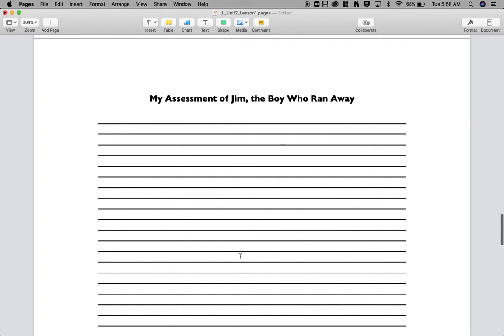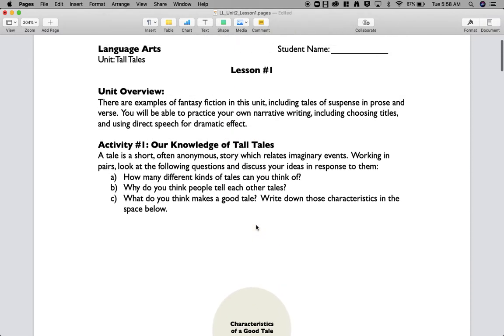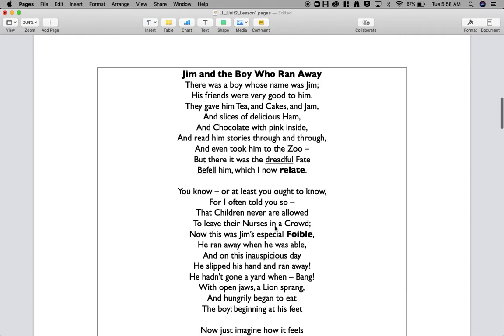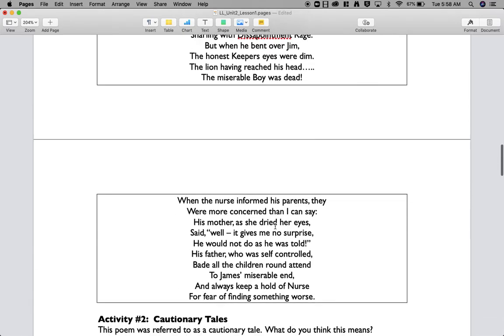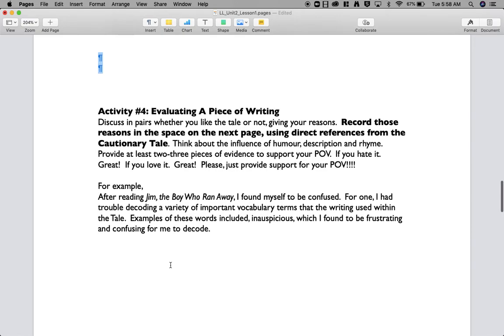Okay, so here's your assessment. You can write that down. So your assignment is to do activity 1. So to sum up, tell me about what you know about tales, what kind of tales that you know. You're going to be reading Jim and the Boy Who Ran Away. Then you're going to talk about, what do you think a cautionary tale is? Paraphrase what you think happened to Jim. And then tell me in your brutally honest form what your evaluation of this writing piece is.